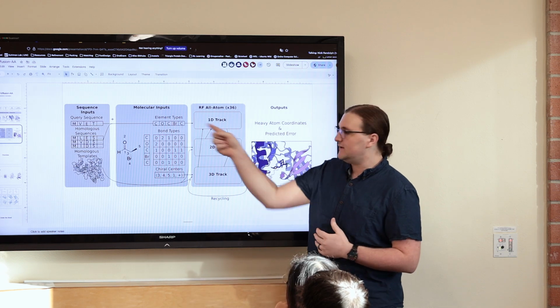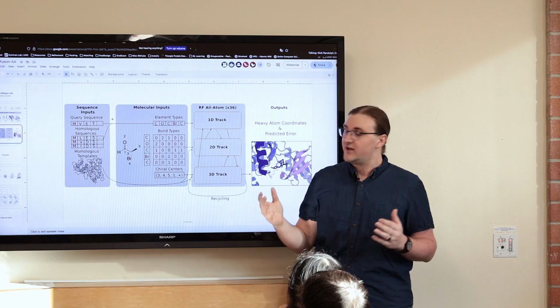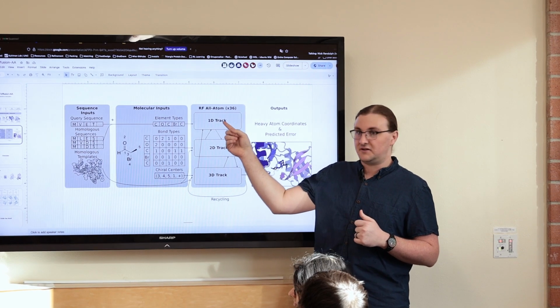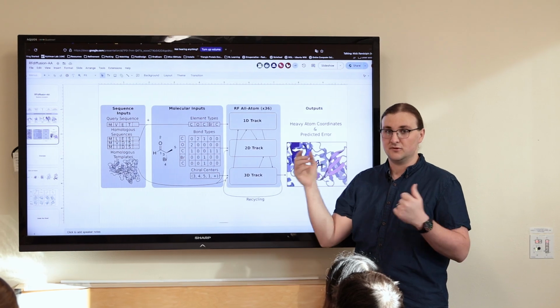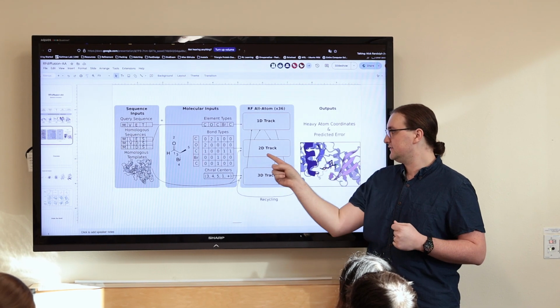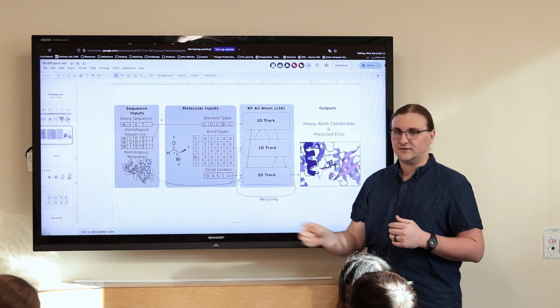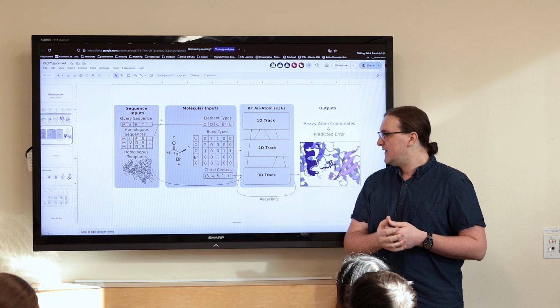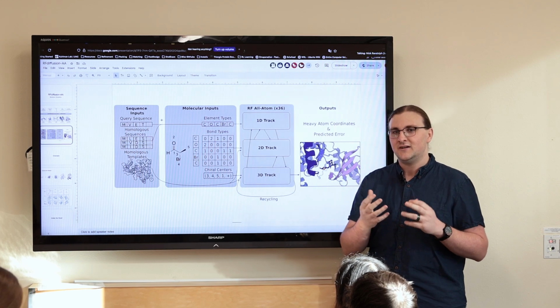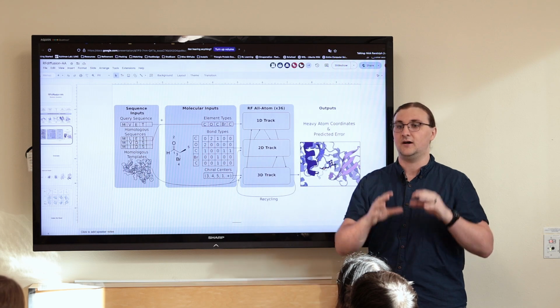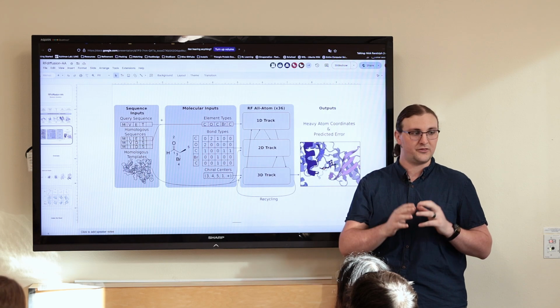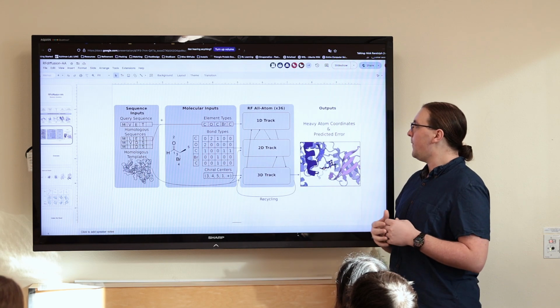Each of these different features is an input into its respective track. The element type is number of atoms by number of channels, so this is a 1D vector that goes into the 1D track. This is number of atoms by number of atoms by number of channels, so this is a 2D matrix that goes into the 2D track. And the chiral centers define the 3D geometry, even though it is number of atoms, it still goes into the 3D track because it defines the 3D geometry of the molecule.